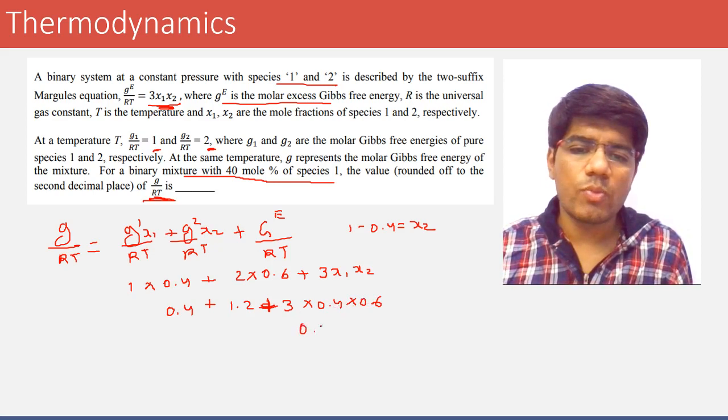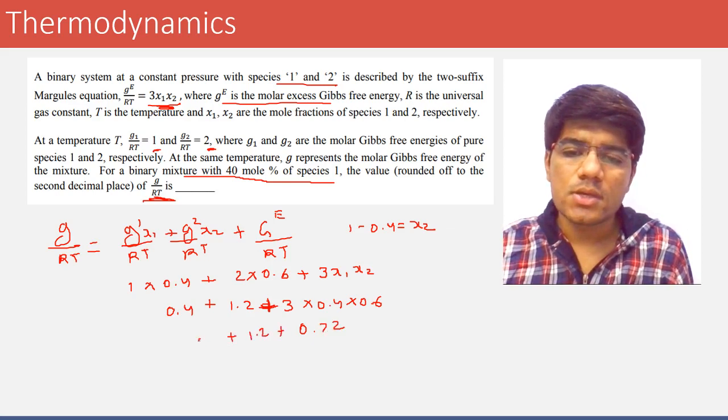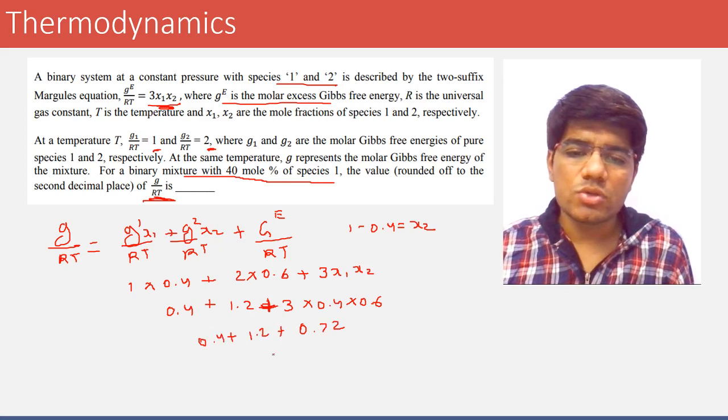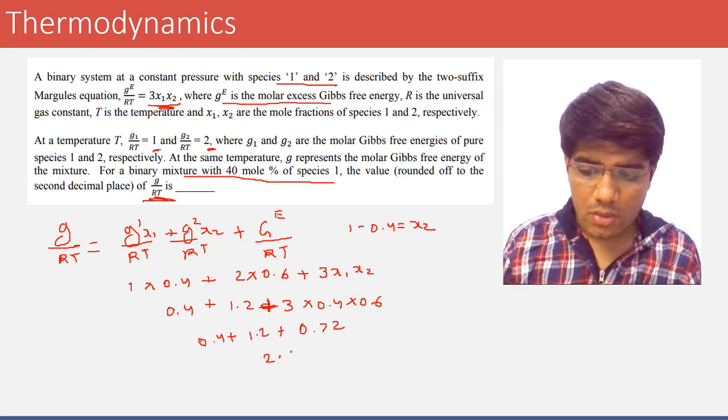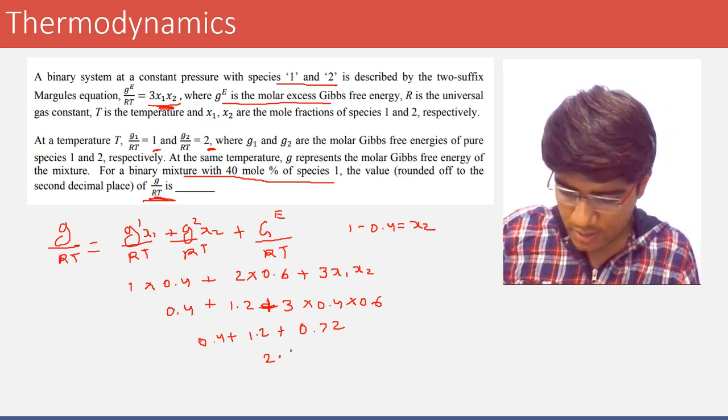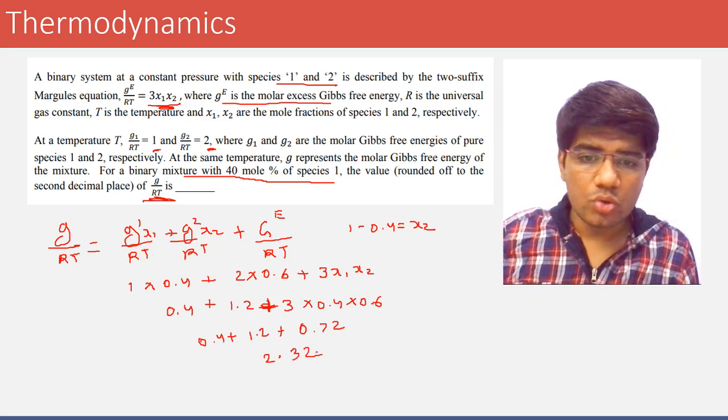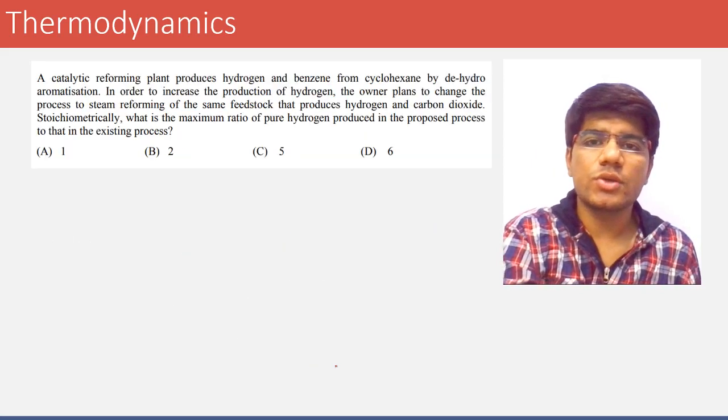This is equal to 0.4 plus 1.2 plus 0.72. So this will be equal to 2.32. So this is the final answer for this question.